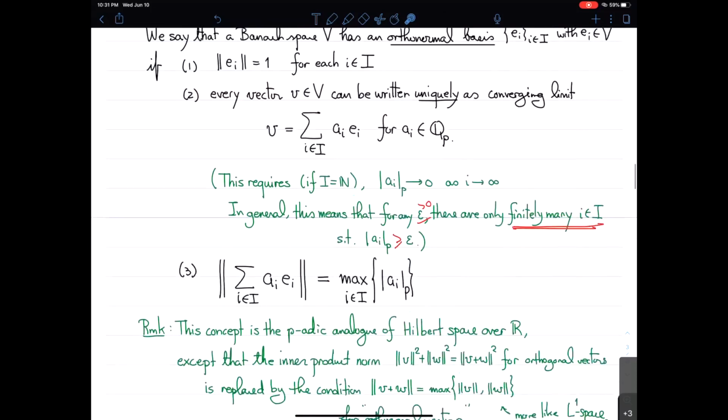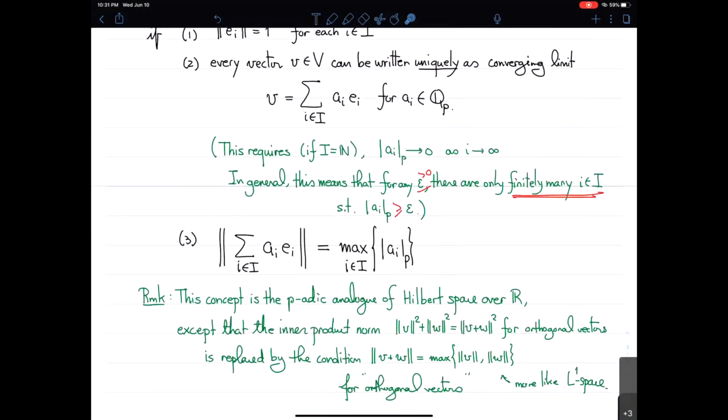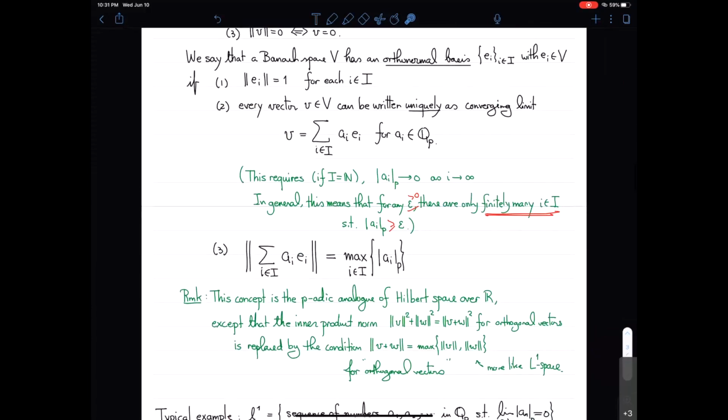So I want to make a quick remark that in some sense, this orthonormal basis concept is a p-adic analog of the Hilbert space. In the Hilbert space, I have some sort of inner product structure, and if the two vectors v and w are orthogonal to each other, then the norm of v squared plus norm of w squared is the norm of v plus w squared. But now orthogonal in the p-adic world would mean that if you take the norm of v plus w, it's precisely the maximum of the two norms. In some sense, this looks more like an L1 space.